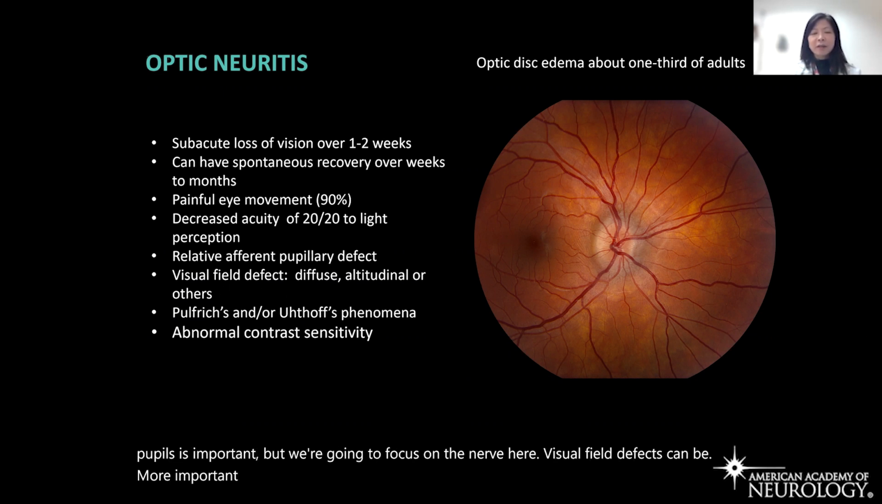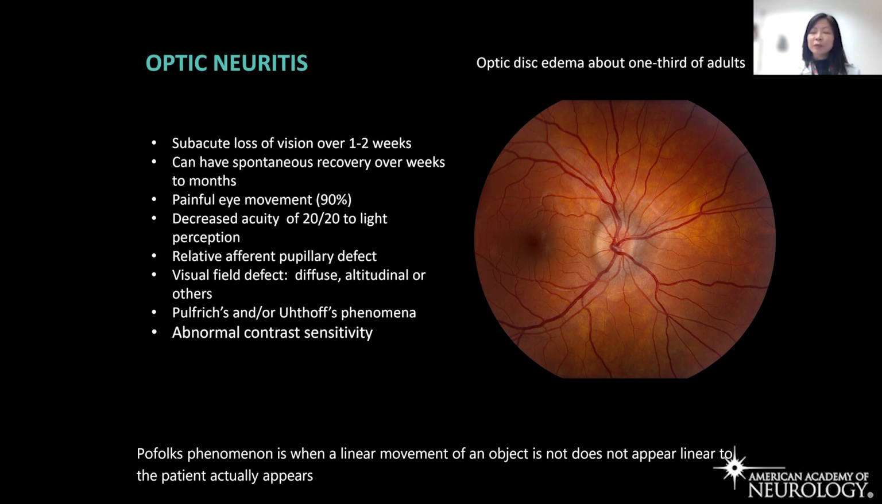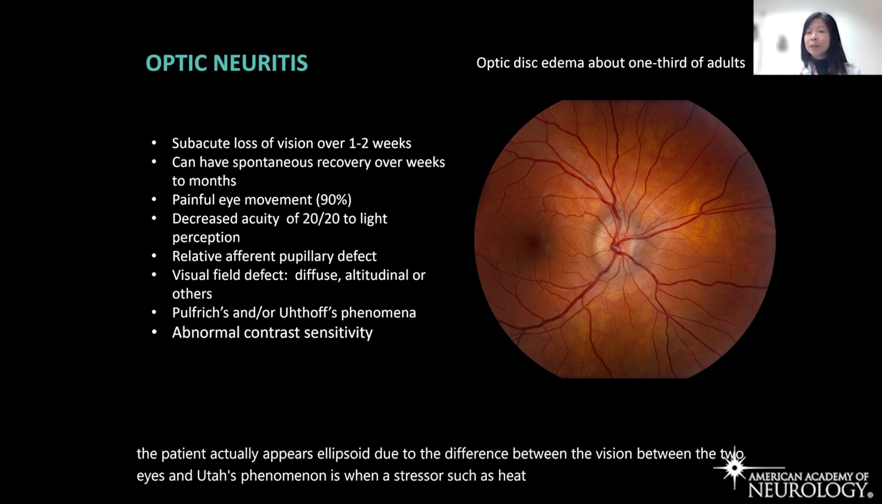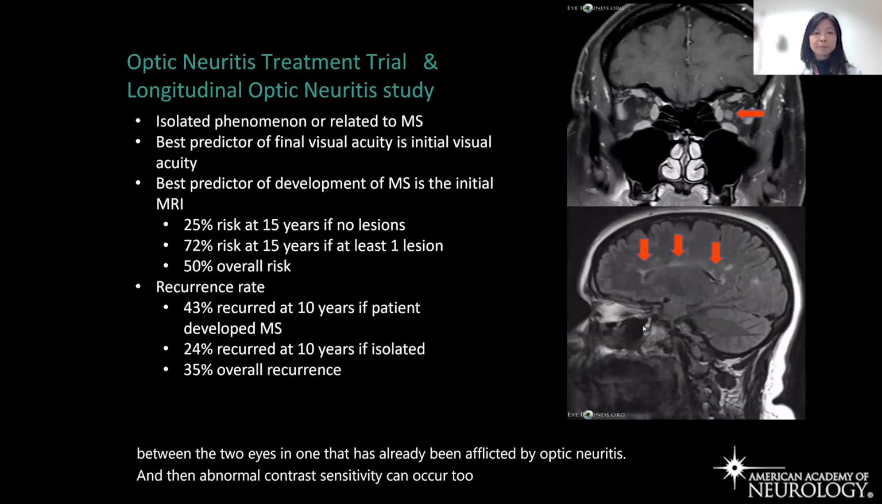And you can also identify Pulfrich's phenomenon or Uhthoff's phenomenon. Pulfrich's phenomenon is when a linear movement of an object does not appear linear to the patient, actually appears ellipsoid due to the difference between the vision between the two eyes. And Uhthoff's phenomenon is when a stressor such as heat can cause delay in signal between the two eyes in one that has already been afflicted by optic neuritis. And then abnormal contrast sensitivity can occur too in the eye with optic neuritis.